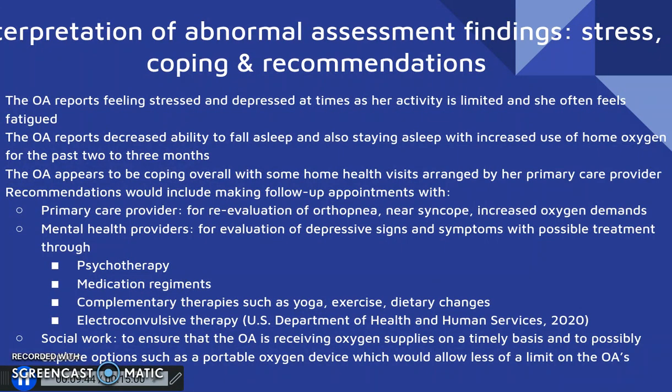Stress, coping, and recommendations. The OA reports feeling stressed and depressed at times as her activity is limited and she often feels fatigued. The OA reports decreased ability to fall asleep and also staying asleep with increased use of home oxygen for the past 2 to 3 months. The older adult appears to be coping overall with some home health visits arranged by her primary care provider.